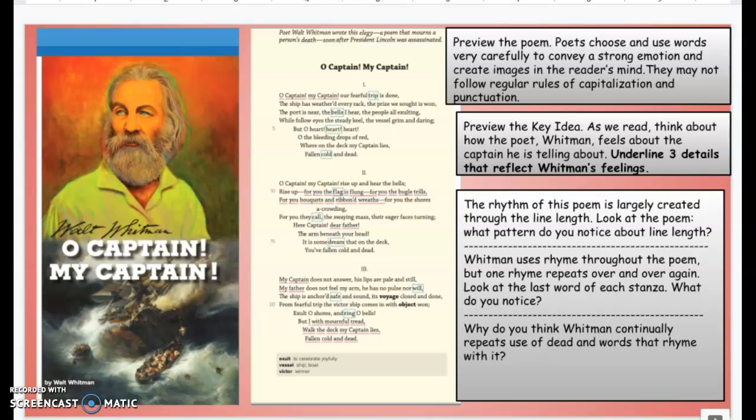Now you're going to notice that the rhythm of this poem is largely created through the line length. I want you to look at the poem. What pattern do you notice about the line length?